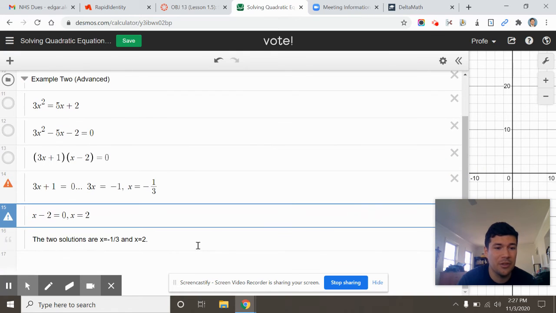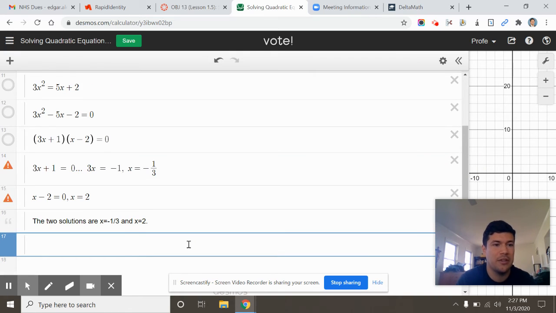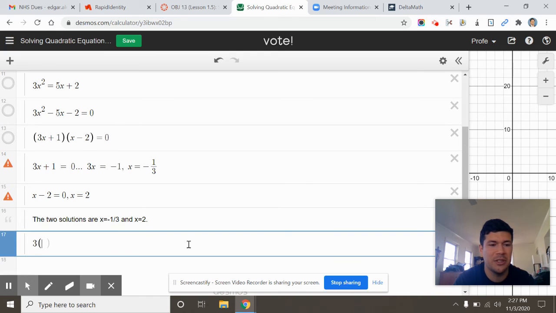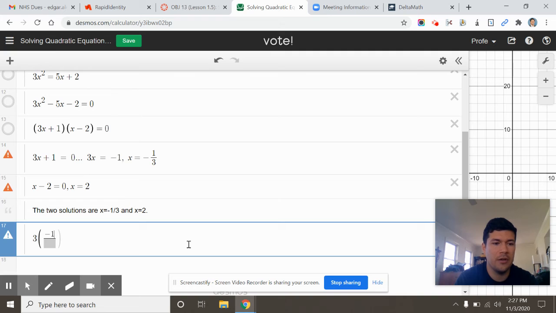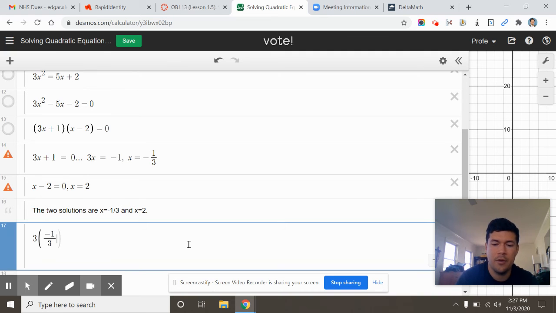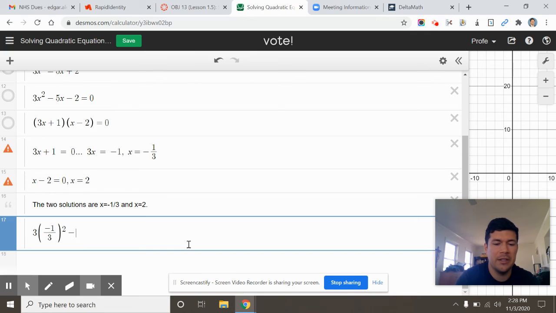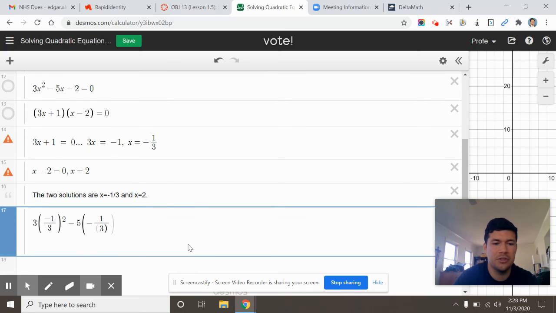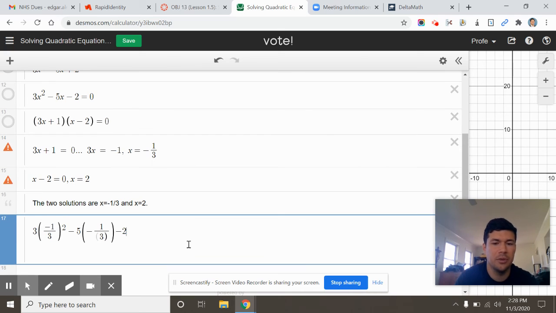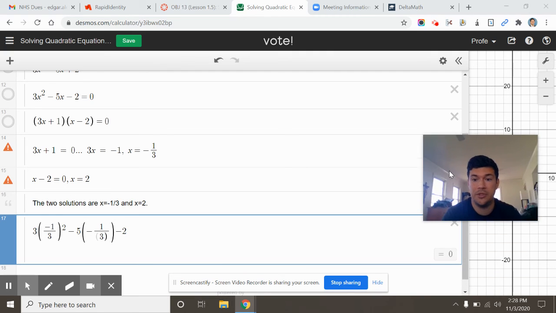If I get a little curious, I can double check these, right? I could evaluate with Desmos, for example. I could say 3 times, let's say, negative 1/3 quantity squared, minus 5 times negative 1/3, and then minus 2. All right, and double check. It says it's equal to 0. So very good. That means that is one of my solutions.